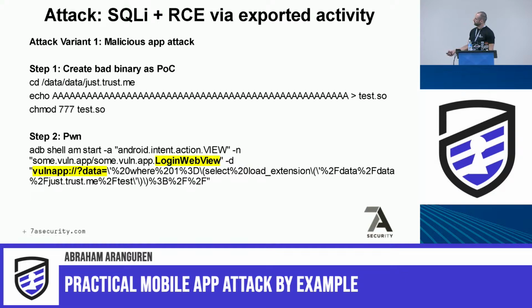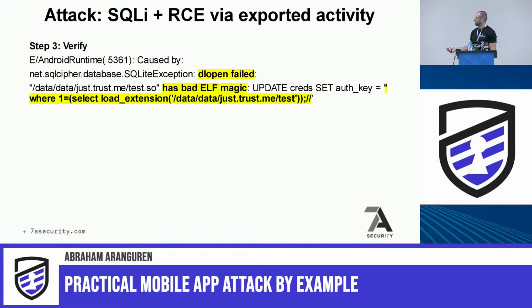And then what we do is we do ADB shell, and then we call the vulnerable activity with this deep link that is exploiting the SQL injection, right? So we're doing where select load_extension of data, just trust me, test, and then the .so will be added by SQL Cipher or SQLite. And then basically we are exploiting the SQL injection in a way that is loading a binary from the attacker app, and therefore this is remote code execution, right? So a SQL injection turned into remote code execution, which is proven by this message in the logcat logs, right?